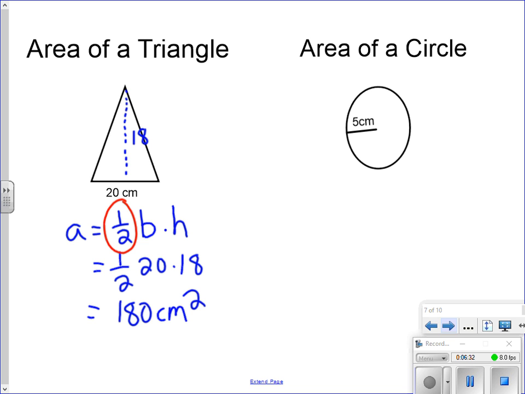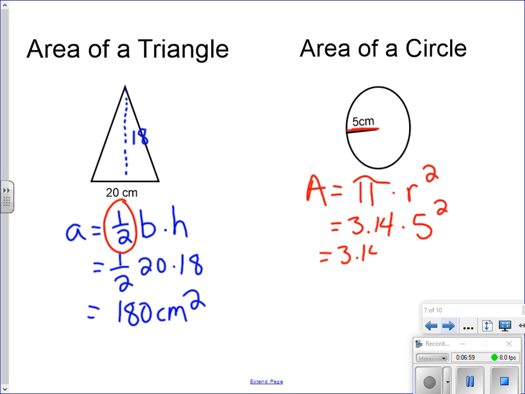Area of a circle. This is a really goofy looking circle. Don't know why it's oblong like this. It shouldn't be, but our screen is distorting it. Area is pi times the radius squared, or pi r squared. That's 3.14 times, in this case, 5 squared, which is 25. That's 3.14 times 25, which is 78.5 centimeters squared.